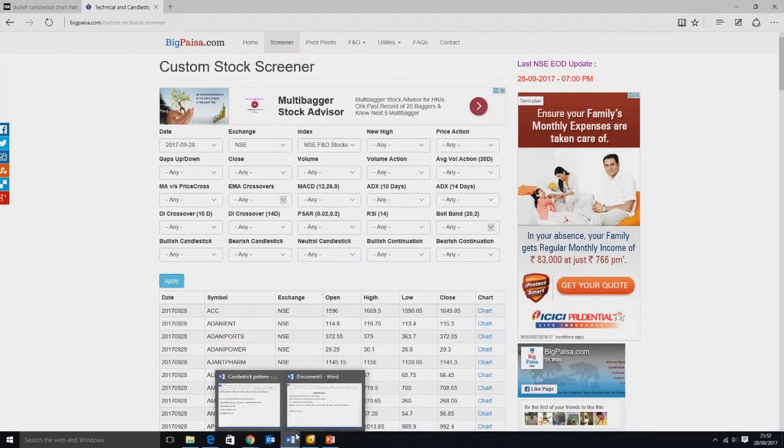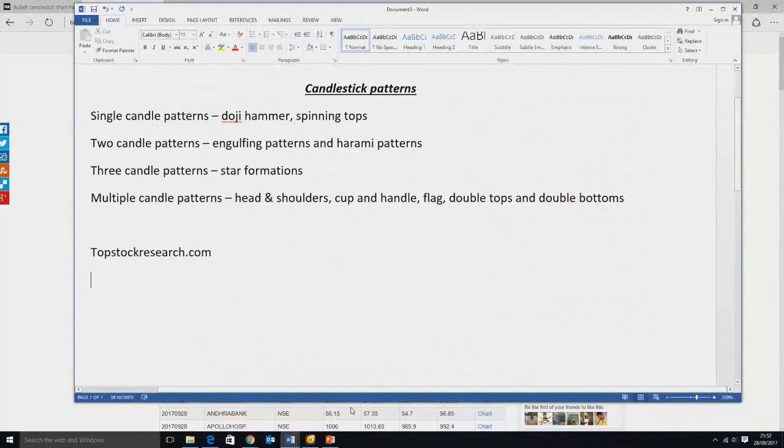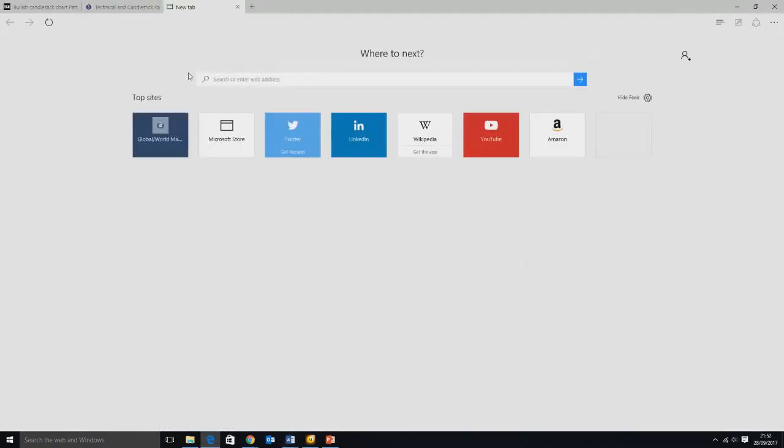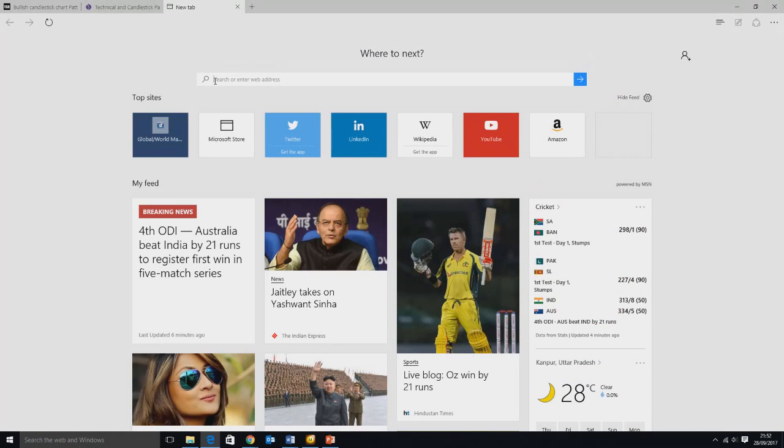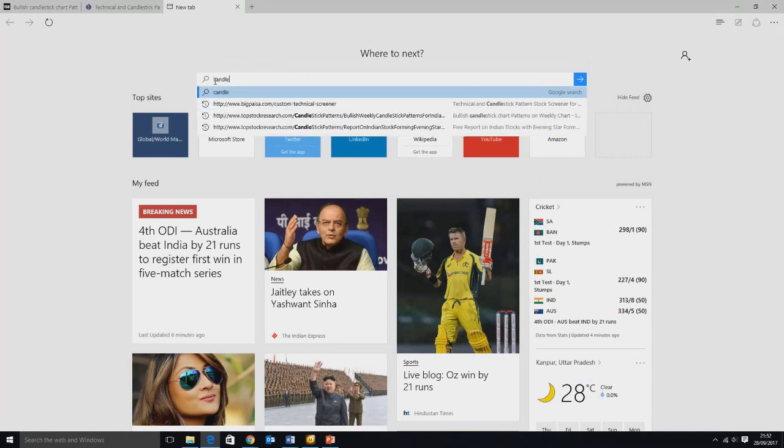And apart from that, I think there is one site which is called Candlestick Genius. If I could recollect it, let me check it first.